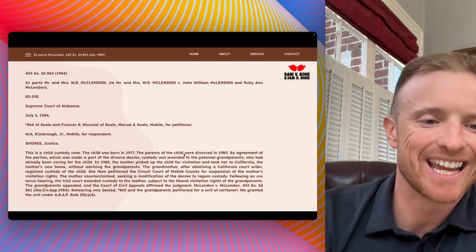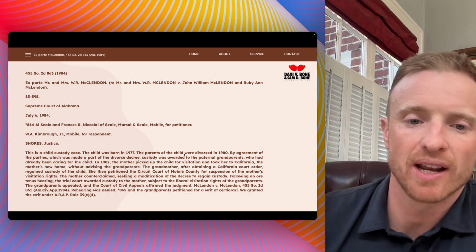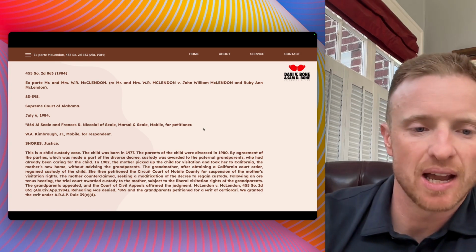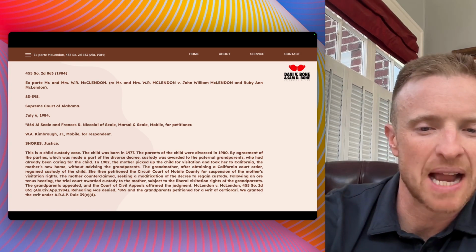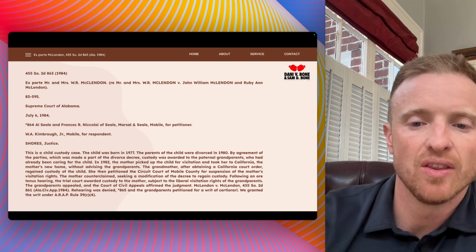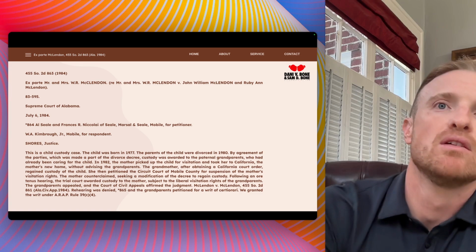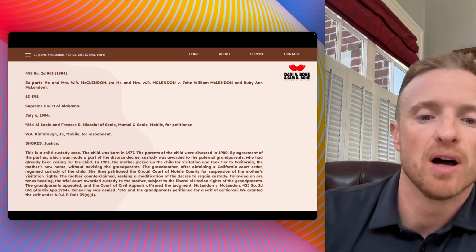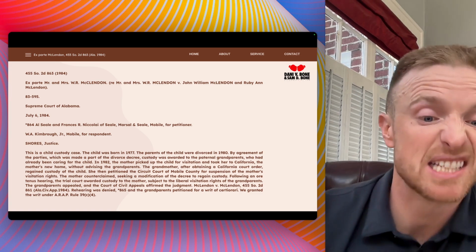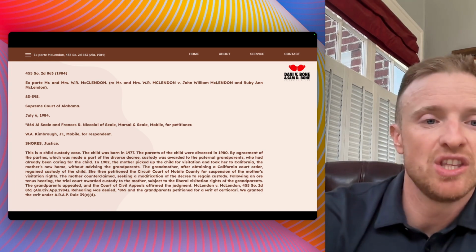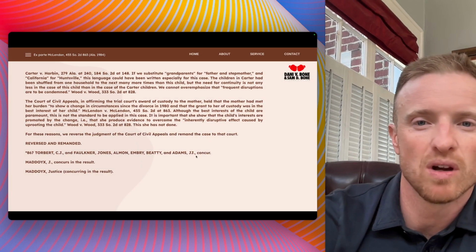So here is the case that this was created in, 1984. Here it shows that the grandparents had custody, then the mother got her. So there was a designation where grandparents got custody. Then the mother got things together. So after that, she then petitioned for custody. And this is what the court said.